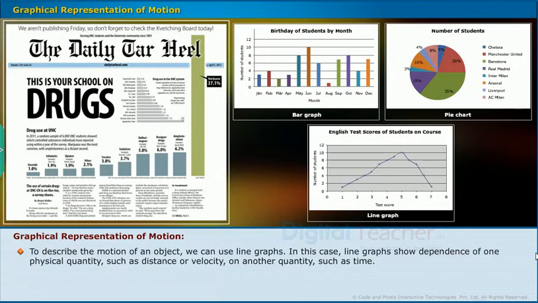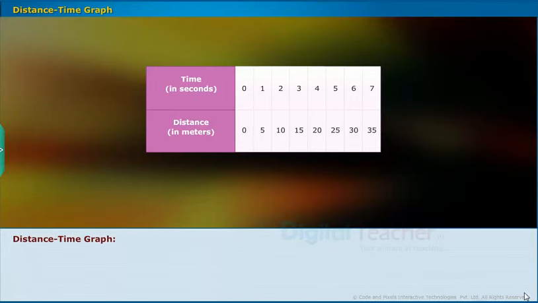In this case, line graphs show dependence of one physical quantity, such as distance or velocity, on another quantity such as time. Now, we will discuss the distance-time graph.